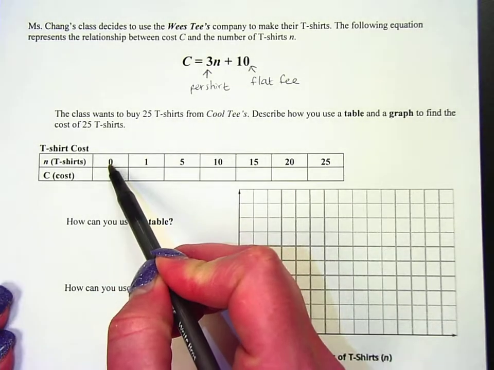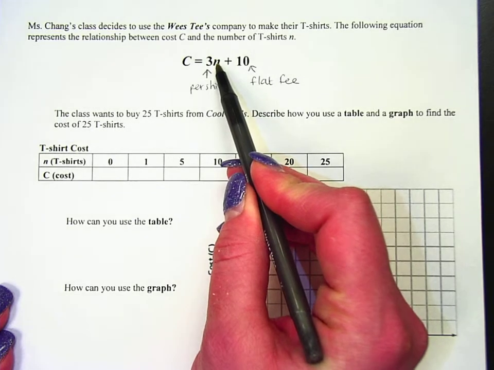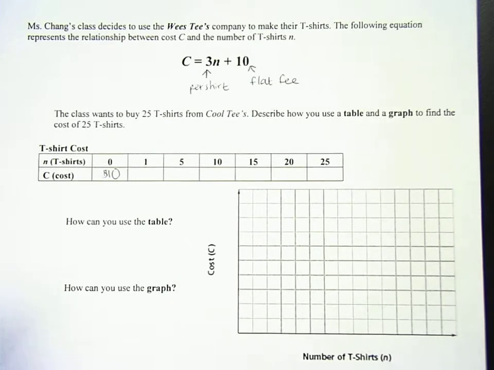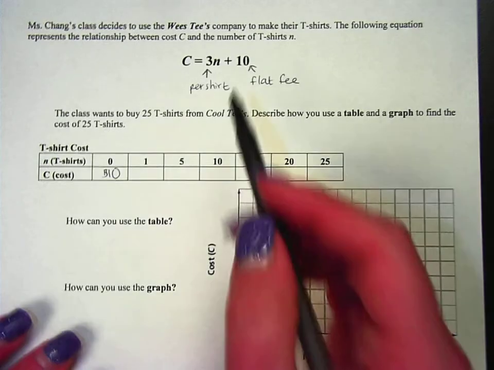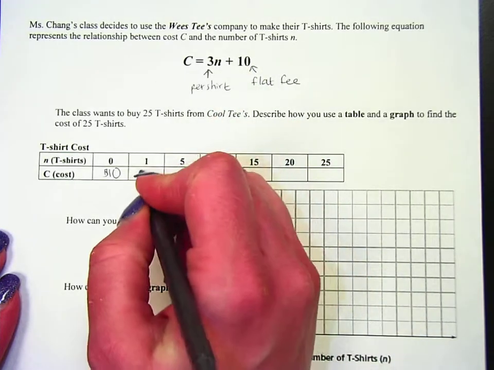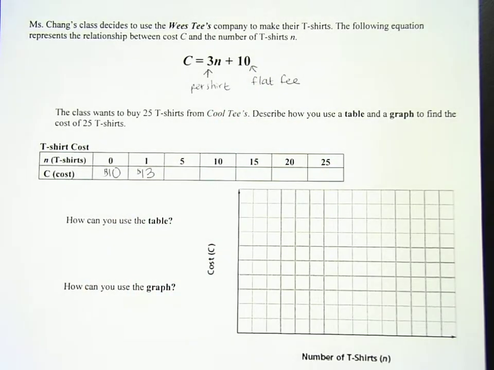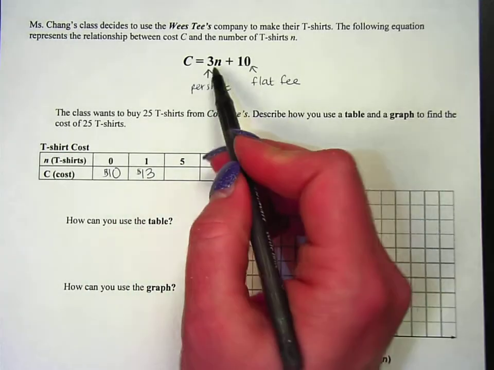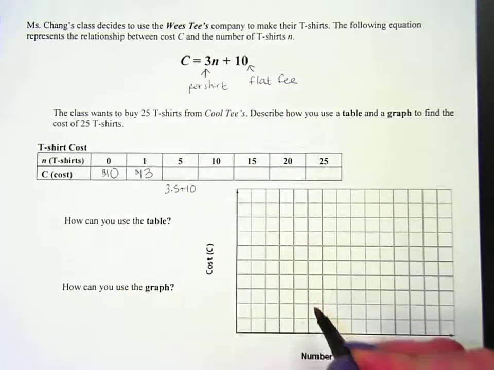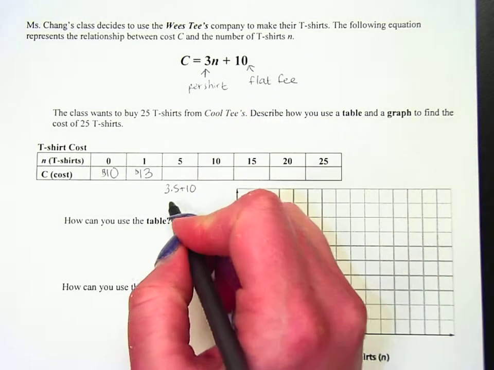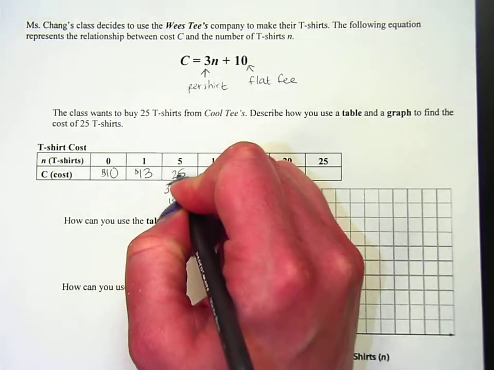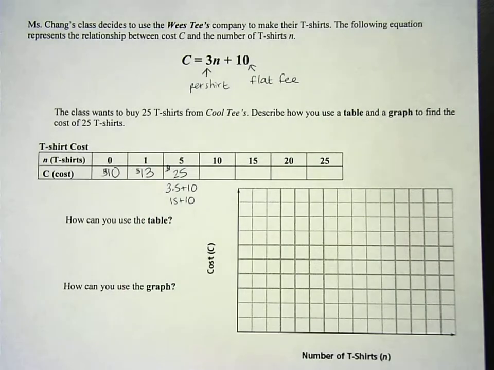Okay, so let's just start with 0. Remember, if we put in 0, I'll get out 0, but I do still have to pay that flat fee of $10. If I buy one shirt, $3 times 1 is 3, but plus 10, they would charge me a bill of $13. If I put in 5, 3 times 5 plus 10. So $3 times 5 shirts is 15. I add my flat fee of 10. I have to pay $25.